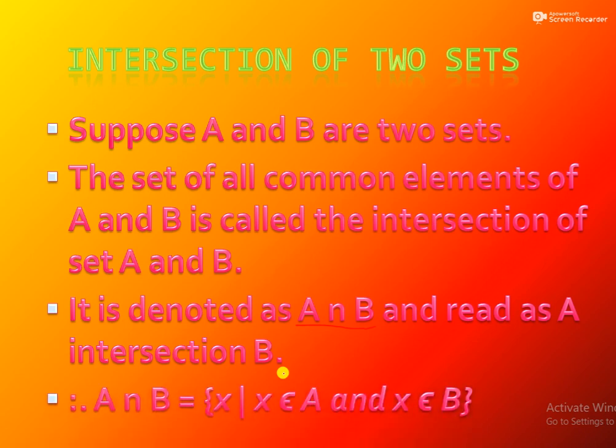So students, let us see how to write the intersection in rule method or mathematical form. A intersection B is the set of all x such that x belongs to A and x belongs to B. That means A intersection B is the set of elements which belong to A and also to B, both the sets.